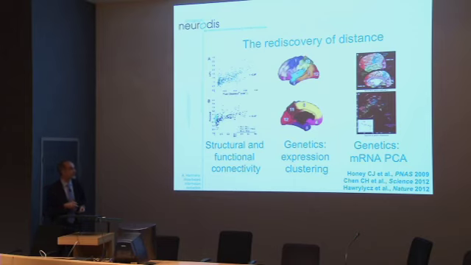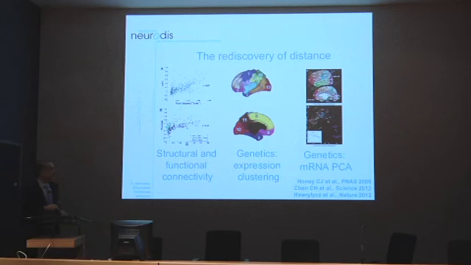frontoparietal region. And the Allen Institute has recently made available their data and published in Nature, where they used a kind of gene eigenvectors of gene expression and plotted this in MNI space and found a very good spatial correspondence. So distances in the brain do matter, which of course is a source of great pleasure for people with a neuroanatomical interest like me.